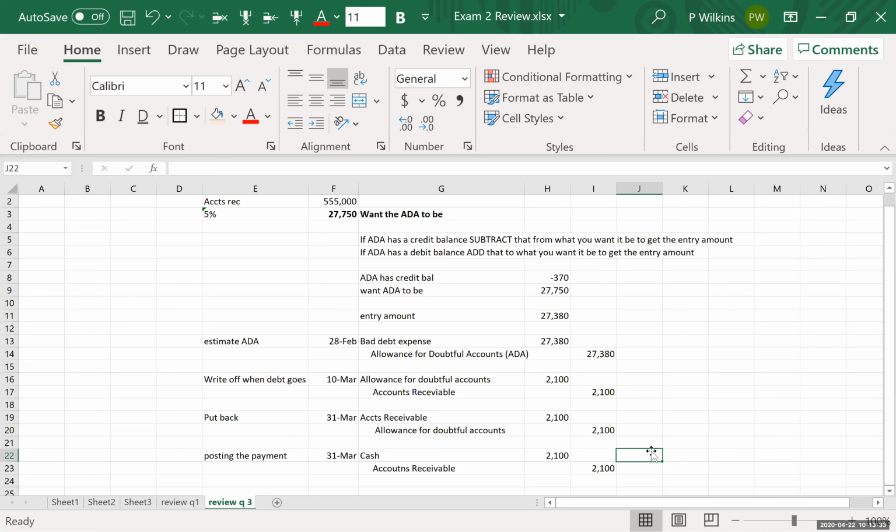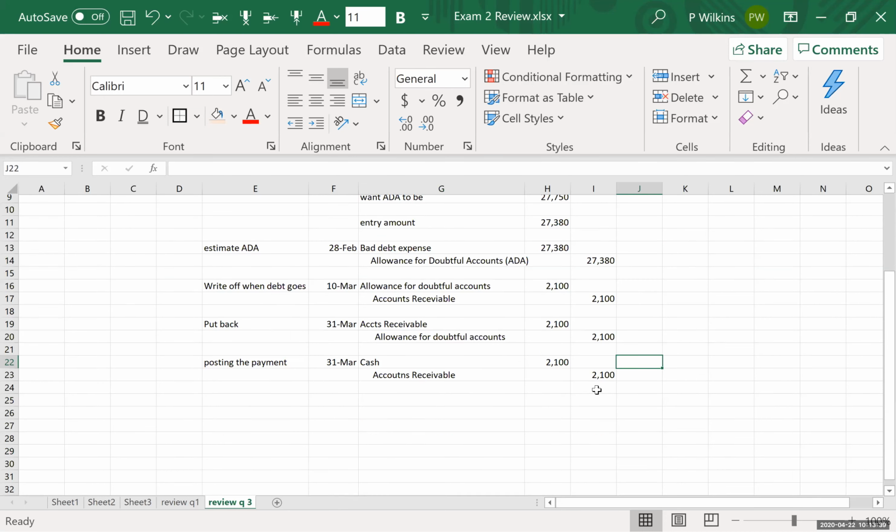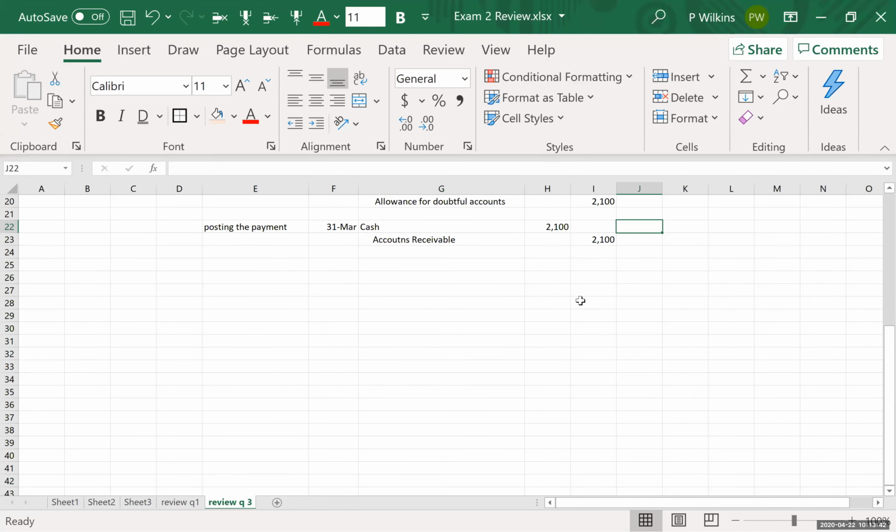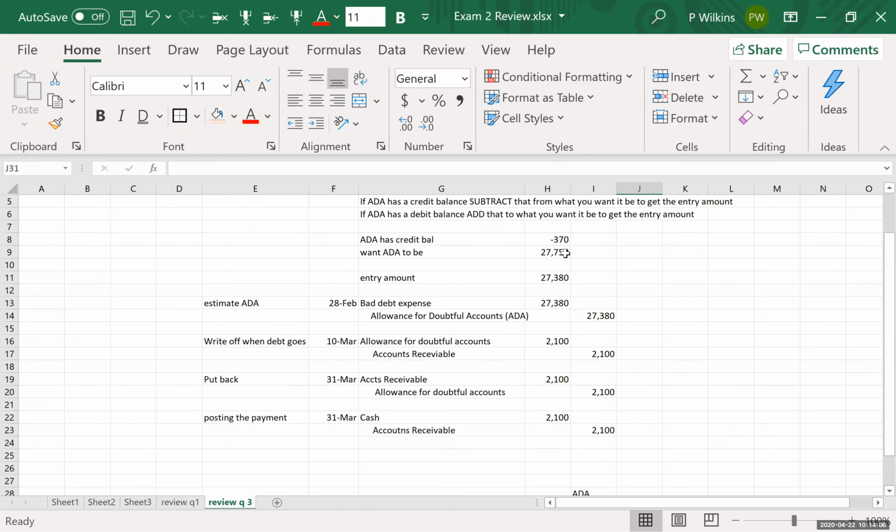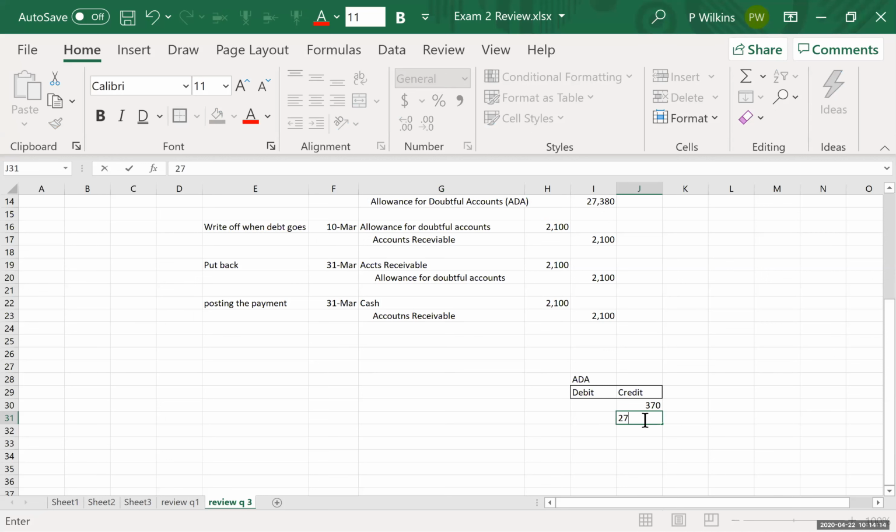Okay, so that's easy. You would just run a T account for this. So this would be your ADA T account, right? So we would have the debit side, right? And you would have the credit side, right? And they told us that it started with a credit balance of $370. And then we would just go up here and go through the entries. So it started with a credit balance of $370. Then we credited allowance for doubtful accounts $27,380.